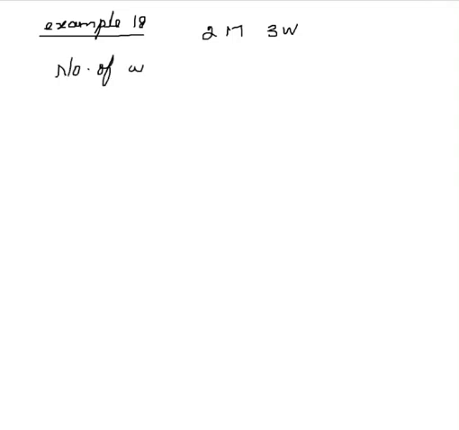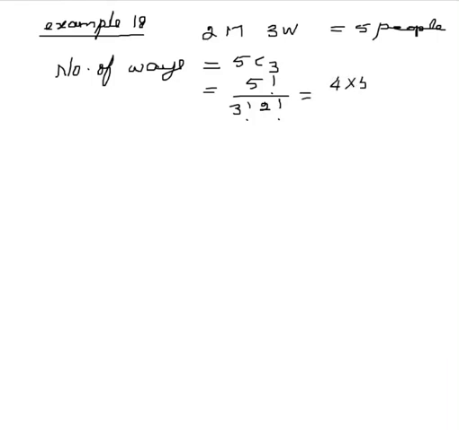Number of ways is equal to, totally we have 5 people, out of which we have to select 3. Only a selection question, so it is a combination question. 5C3 ways, which is equal to 5 factorial divided by 3 factorial times (5 minus 3) which is 2 factorial. Cancel 3 factorial. 4 times 5 divided by 2, 10.